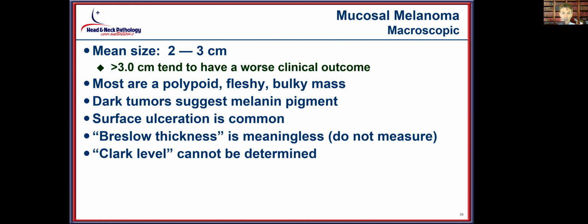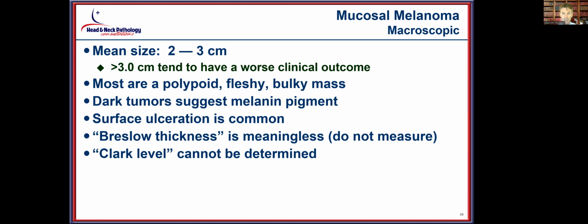The tumors tend to be quite sizable. So in other words, they're polypoid and fleshy. They tend to destroy the local area, and a dark tumor would suggest melanin pigmentation. But because ulceration is so frequently present, it makes the interpretation of either a Breslow's thickness or a Clark's level almost meaningless. So there's no point in doing it.